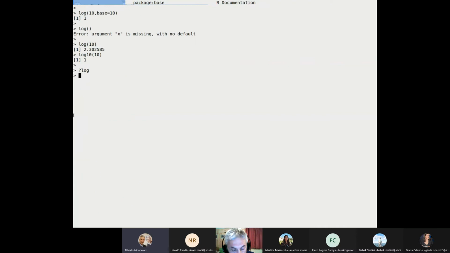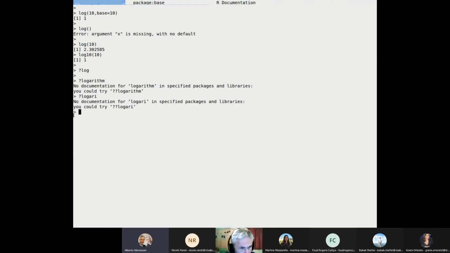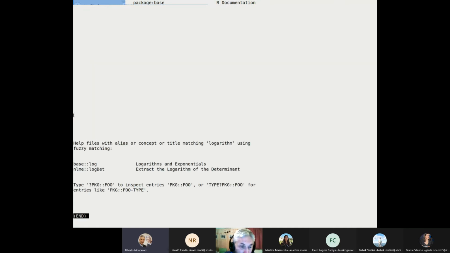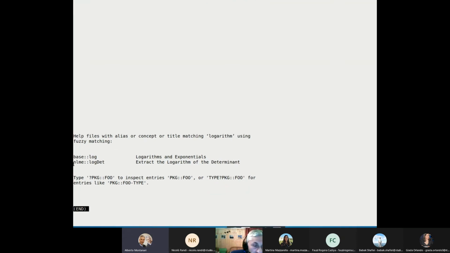Here, if I write question mark logarithm, maybe it is not... yeah, okay, let's say logarithm. You see that there is no documentation. And with logarithm, it's the same. And it tells you, you can try with double question mark logarithm, but you don't get very useful information from this because it usually gives you information that is not ready to be used.